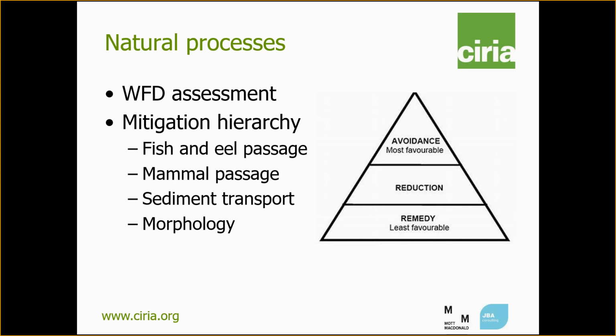Natural processes are integral to the sustainable design of culverts, screens and outfalls, and the manual covers the assessment of short and long-term direct and indirect impacts of a project or programme on its receiving environment. And the mitigation hierarchy advocates measures that avoid, minimise or reduce impacts in preference to remedial measures. So new culverts should accommodate fish, eel and mammal passage, sediment transport and morphology by design, ideally.